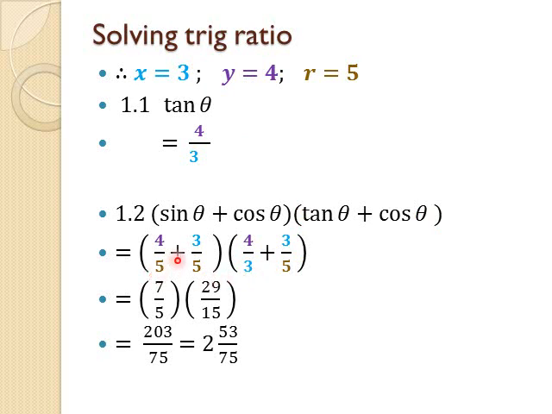For the first bracket, we have a plus sign. To add two fractions, denominators must be the same. So it's 5 and 5. So 3 plus 4 would then give me 7 over 5.